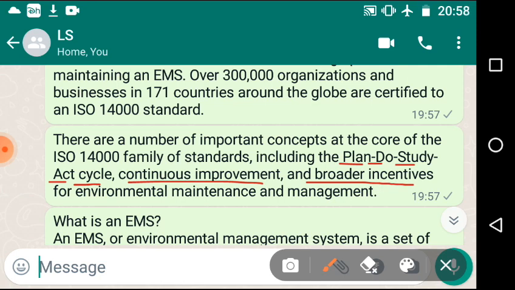We will discuss the plan, do, study, act cycle, which is the main part of the ISO 14000 environmental standards. Continuous improvement and broader incentives is something that encourages us. Like a company gives incentives, why? So that we are more able to focus on working with the company. Just like that, environmental standards set up by ISO 14000 also give some broader incentives. For example, what type of incentives can I say?